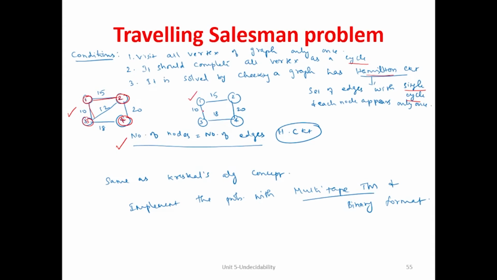In this circuit, the number of nodes is 4, and the edges are 1 to 2, 2 to 4, 4 to 3, and 3 to 1, so the number of edges is also 4. If this condition is satisfied, it is called a Hamilton circuit. So I want to check whether any Hamilton circuit is available.